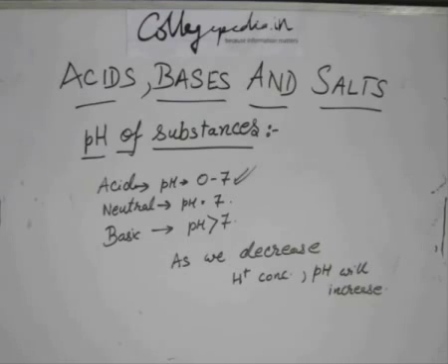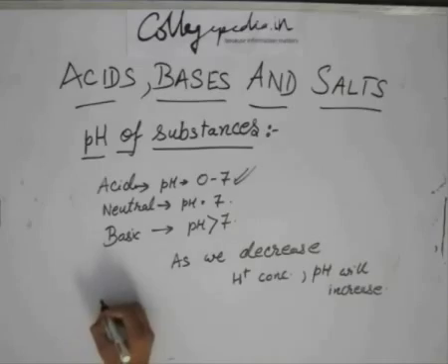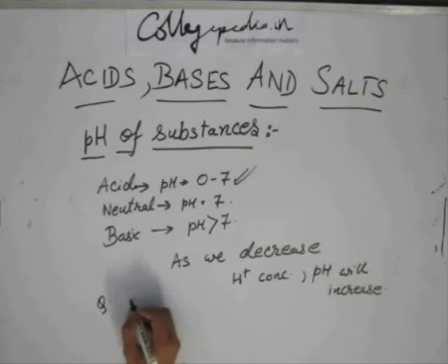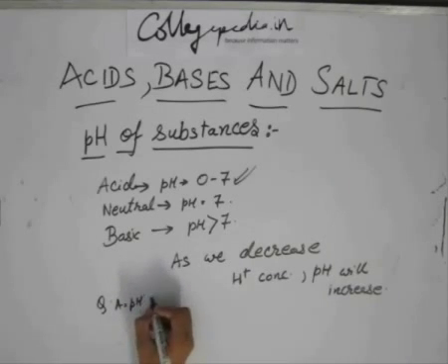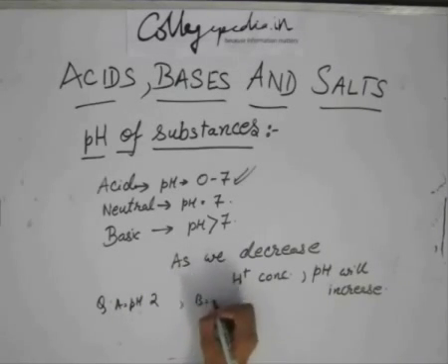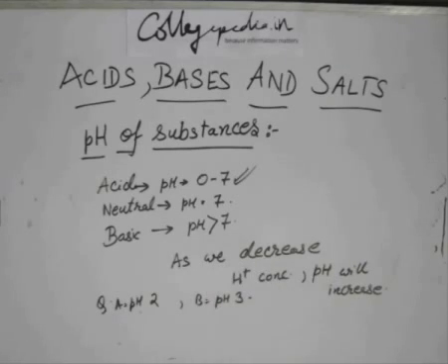Now this pH was just a check of acidity, basicity, or if it is neutral. So how can we check the strength of an acid? Suppose you have a question like: a substance, an acid, A has pH 2 and B has pH 3. You have to compare the acidic strengths of A and B.